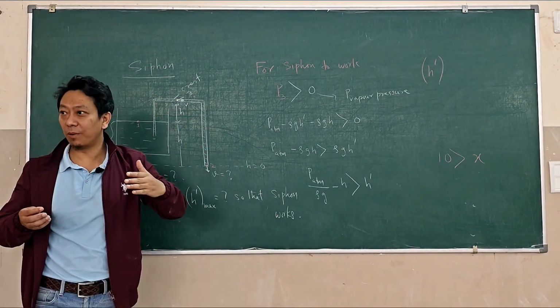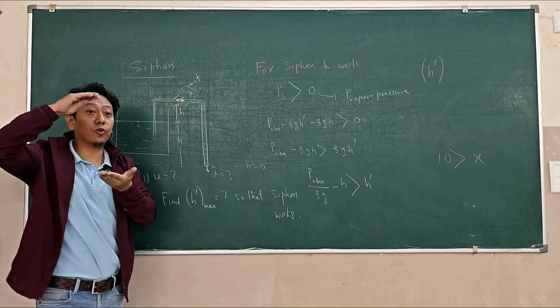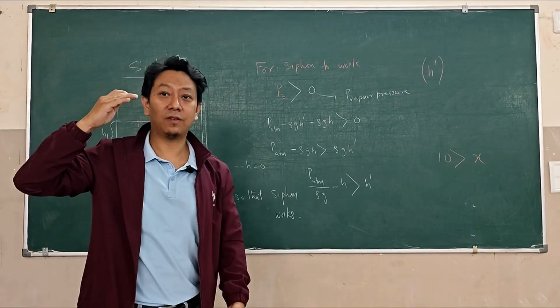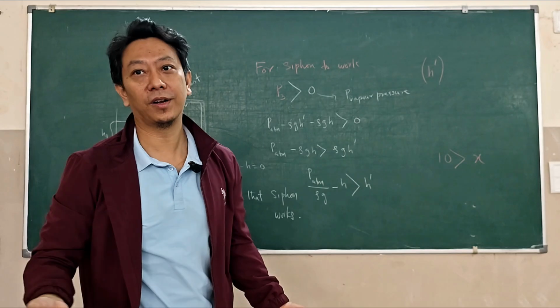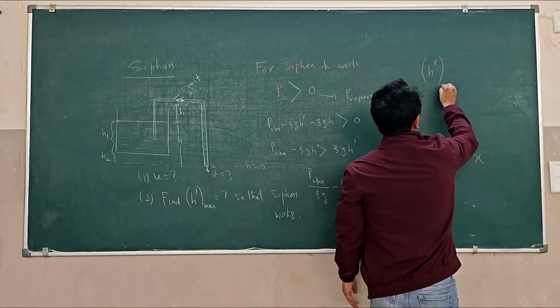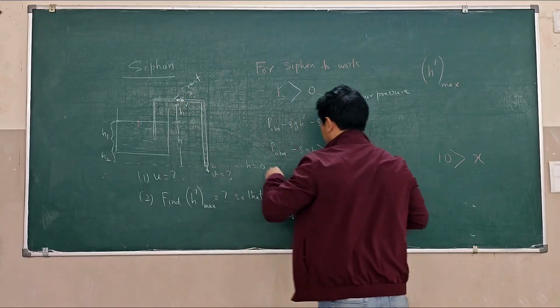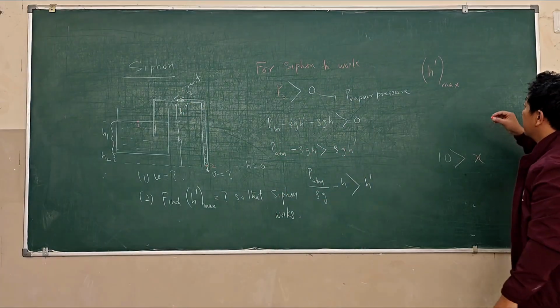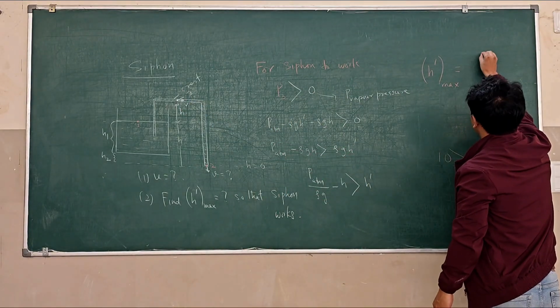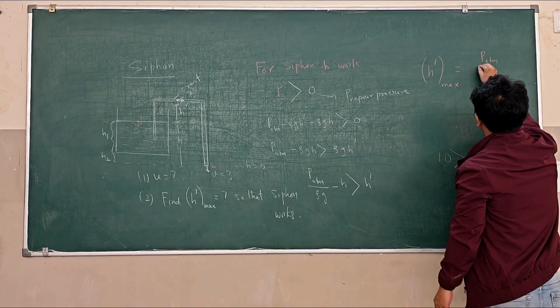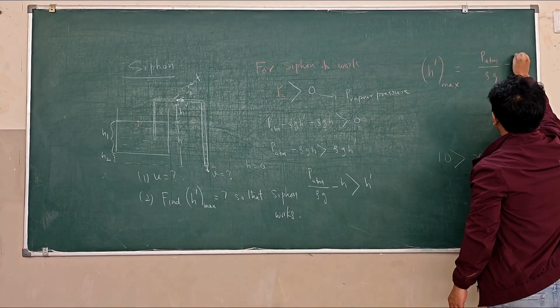That is what I was telling you before. This height cannot be more than a certain number. If it's too high, siphon will not work. So what is the maximum height of the crest of this pipe so that siphon works? The maximum value of this. So h dash max will be what? P atmosphere by rho g minus h.